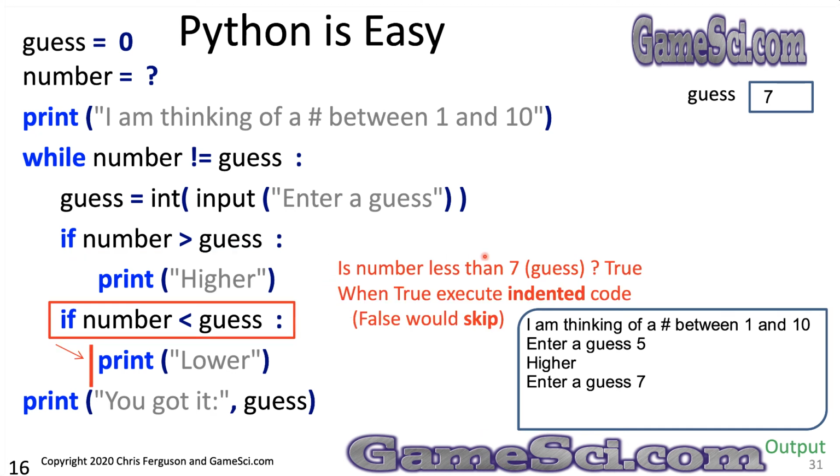Is number less than 7? 7 is the value in the variable guess. This is a true statement. Well, what happens when the statement is true? We execute the indented code. When this statement is true, we will execute the indented code.